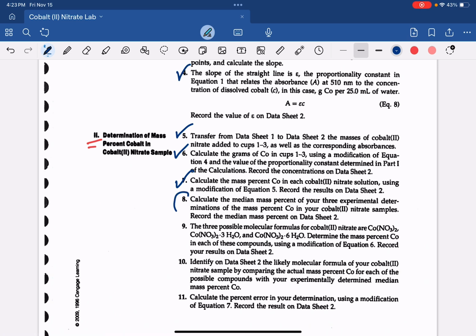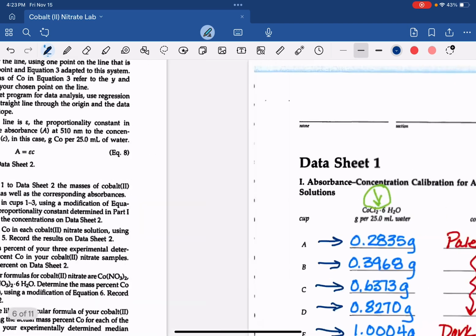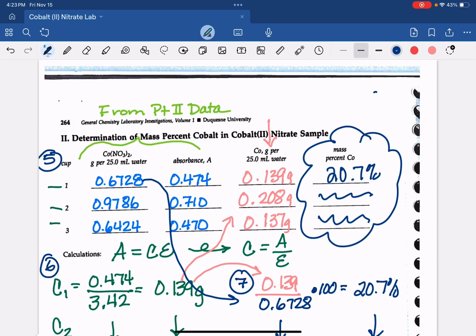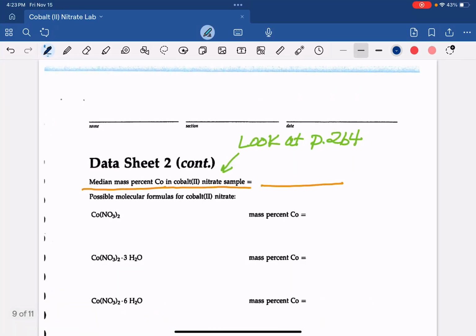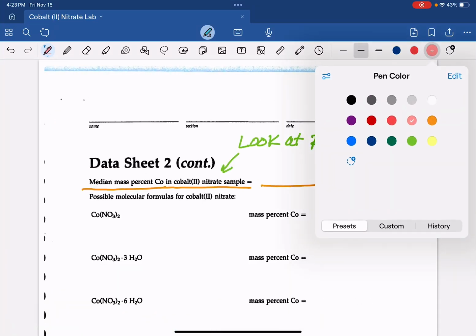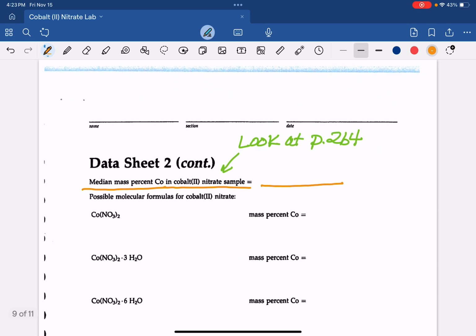So let me point out step number 8. Calculate the median mass percent of your 3 experimental values. So these are your experimental values. You're going to look at your values and determine what your median value is. Now where does that go? This is kind of hidden. If you go over here to data sheet number 2 continued, and I have it highlighted for you in orange, it goes right here. So you're going to take whatever value is your median and insert it here.